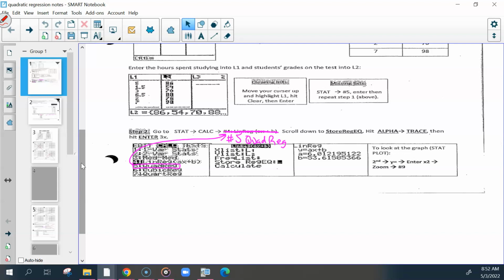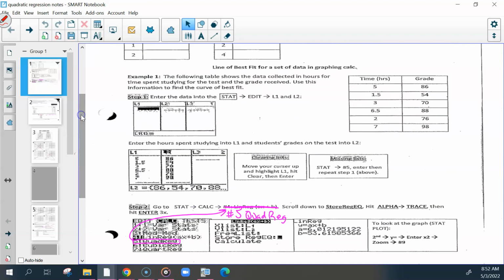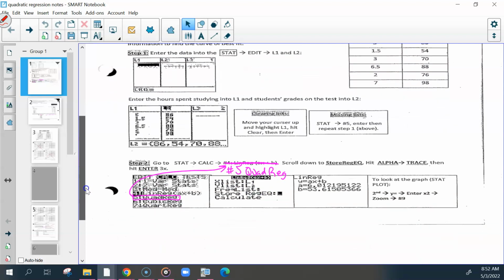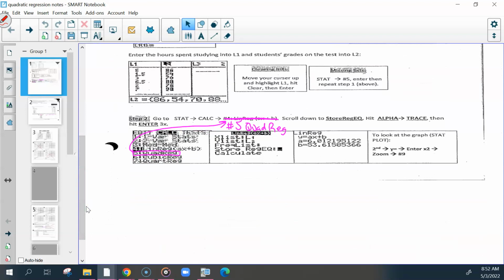So in the calculator, you still need to put in your list 1, L2. So those steps have not changed. Go to Stat, go to Edit, L1, L2, put that data in. What has changed is when we go back to Stat and scroll over to Calculate, we're going to do number 5, the quadratic regression, instead of number 4. But then everything else will be the same.